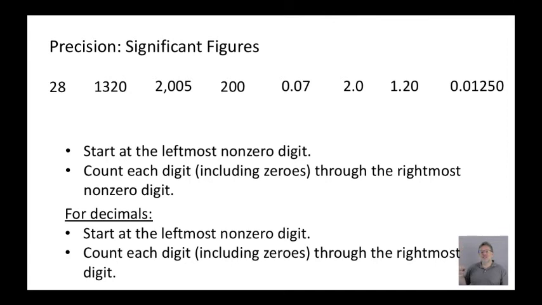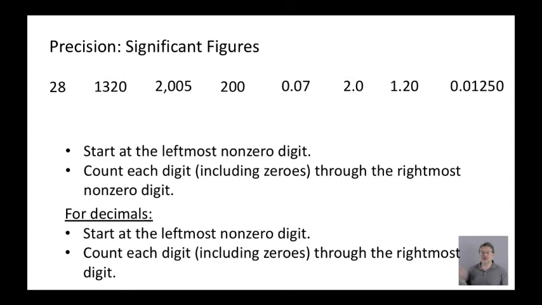For 2.0, it's a little bit different. We start at 2, and we proceed to 0 because that 0, just like before, says something important. That 0 says that this is accurate to the nearest tenth. And so we have 2 significant digits here to work with. 2.0, 2 significant digits. Same thing with the 1.20. We keep counting and include that rightmost 0 because we are after the decimal point, and only because we are after the decimal point. 1.20, a total of 3 significant figures.